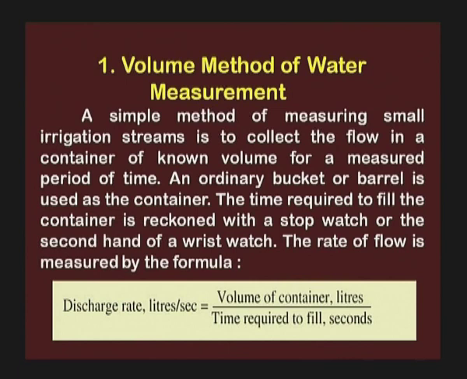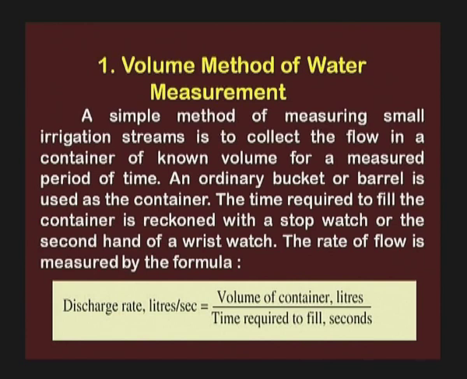Volume method of irrigation water measurement. A simple method of measuring small irrigation streams is to collect the flow in a container of known volume for a measured period of time. An ordinary bucket or barrel is used as the container. The time required to fill the container is reckoned with a stopwatch or the second hand of a wristwatch.